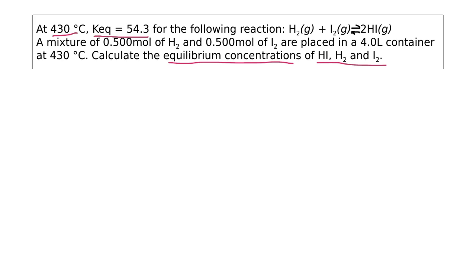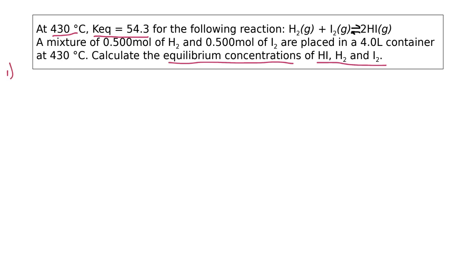and then we'll be solving for an unknown in order to calculate all the equilibrium concentrations. So it says there that a mixture of 0.5 moles of hydrogen and 0.5 moles of iodine are placed in a 4-liter container. And these, again, are the initial concentrations. We have to be aware of that. So we always need to be mindful of what's initial, what is at equilibrium. And they're telling us nothing else. So we don't know any equilibrium concentrations.